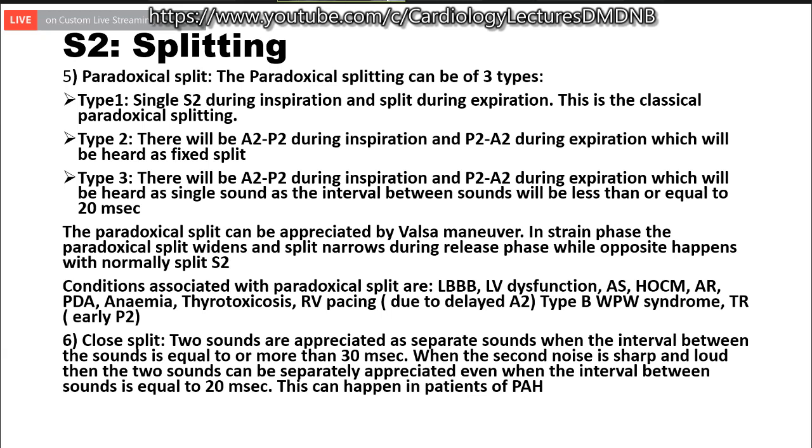Any doubts about the paradoxical splitting? Some of the examiners can ask you what are the three types of paradoxical splitting, type 1, type 2, type 3. And you should be able to answer if the examiner asks how you can make out whether it is a real paradoxical split, or whether it is a single second heart sound because of other reasons. You can do a Valsalva maneuver, and from that you can definitely make out whether it is a paradoxical second heart sound or a normal single second heart sound with no paradoxical split.